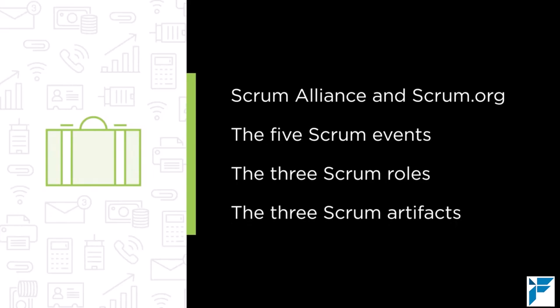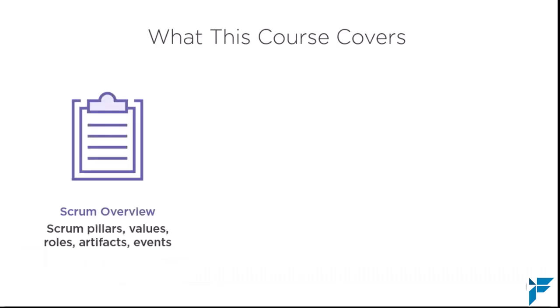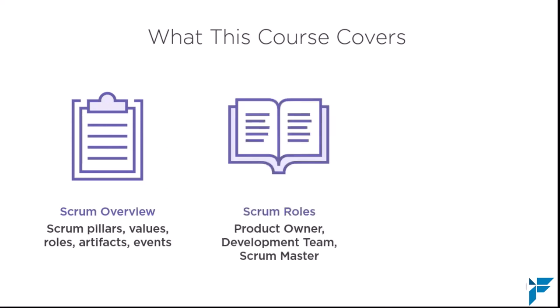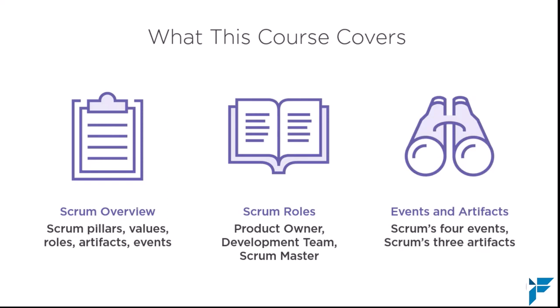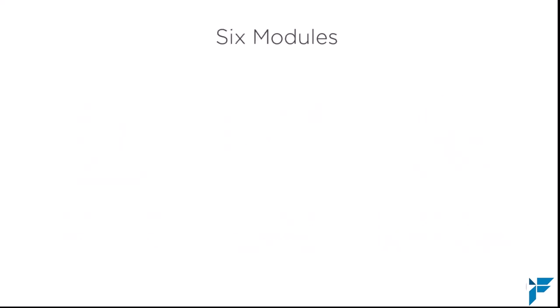You'll examine these and other topics, starting with a quick overview of Scrum's pillars, values, roles, artifacts, and events. Next, you'll more closely examine the Scrum team roles to learn what each role manages within Scrum. Finally, you'll learn the essential parts of Scrum's artifacts and events. When you're finished with this Scrum course, you'll be more confident to pass any Scrum exam that tests for fundamental Scrum knowledge. Let's take a moment to review how this course is structured.